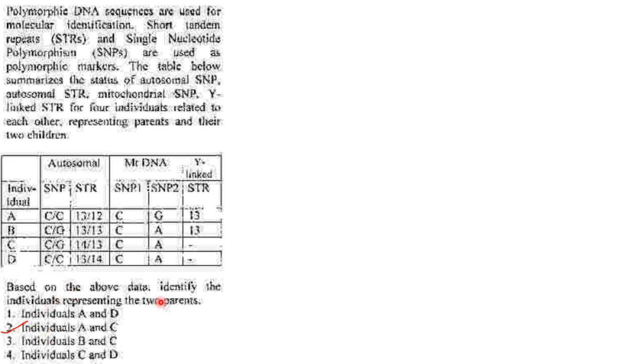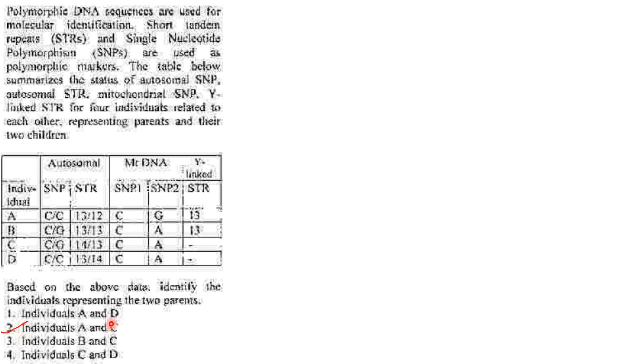Now based on the above data, identify the individual representing the 2 parents. First one, individual A and D. If individual A and D are the parents, then B and C are their offsprings. A is having autosomal SNP CC. D is also having CC, but B and C are having CG. So they are not the offsprings of A and D, who cannot be the 2 parents. So option 1 is not correct.